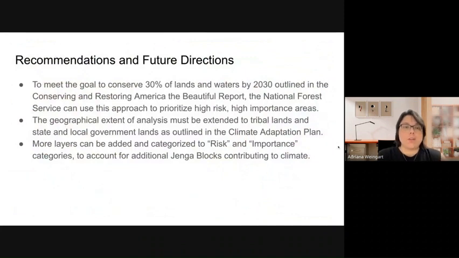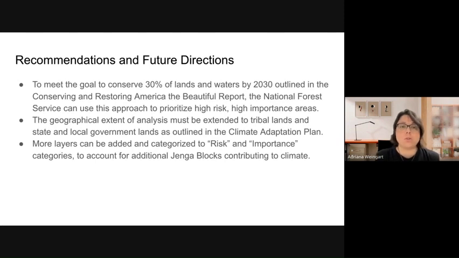Then, let's go to our recommendations. The scores and maps that we generated help the Forest Service identify where climate mitigation strategies will have the greatest impact. They also provide a baseline to begin tracking how climate risks change over time within these areas.